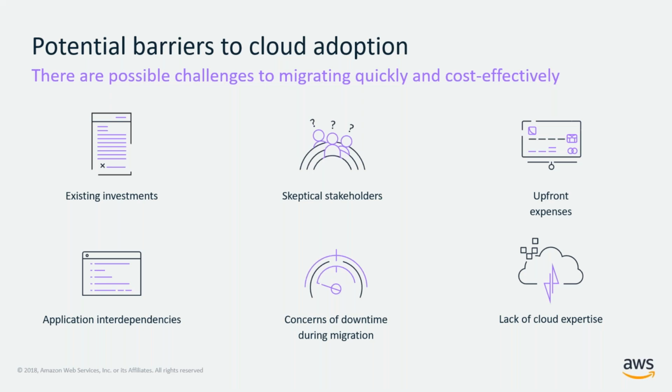From the technical side, I've seen a lot of application interdependencies, because if you're planning your migration, you should group applications together, your application stacks together. And a lot of companies are concerned about downtime. We do have some tools that can help you with application interdependency and also with how to reduce the downtime during migration. But I'm going to talk more about that later.